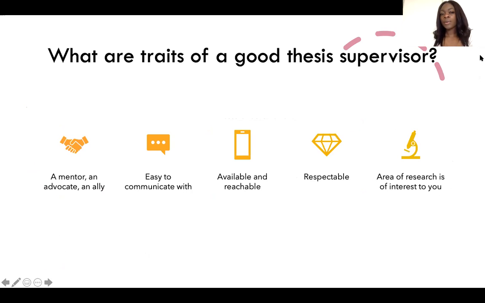And so let's talk now about the traits of a good thesis supervisor. A good thesis supervisor doesn't only have to be a good researcher, a good professor, a good teacher, but I think it's very important that they're a good mentor, an advocate, and an ally. They have to be someone that can mentor you, because like I said, going into your master's or your PhD, sometimes you have no research experience, you have no connections in that field, you don't really know what you want to do in life.